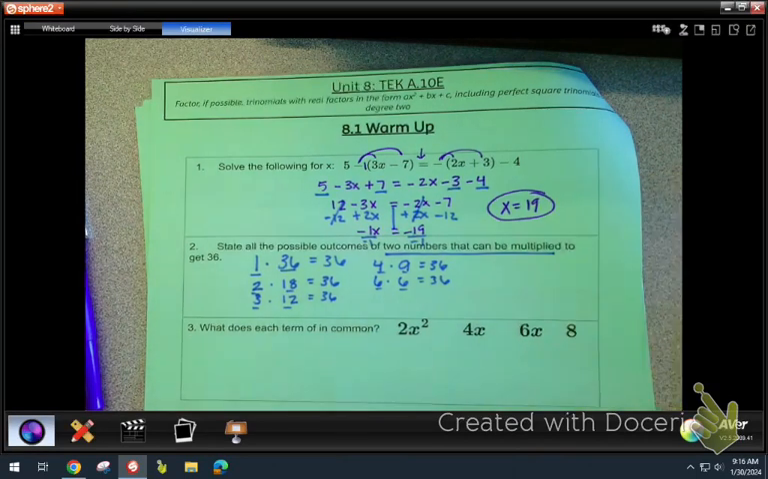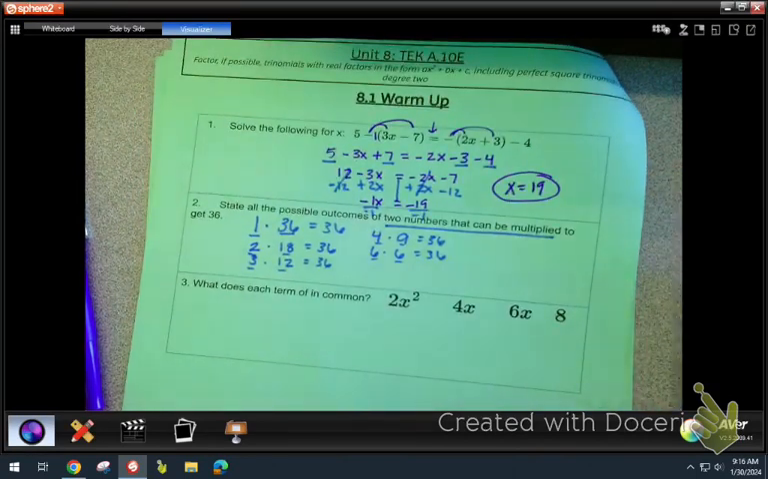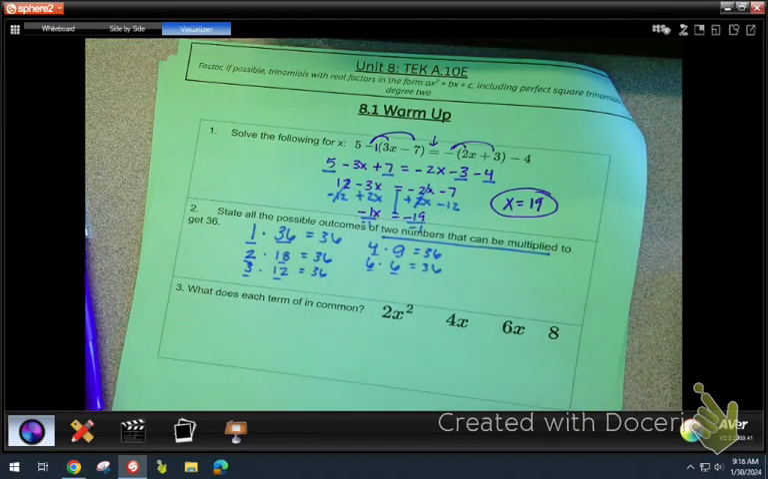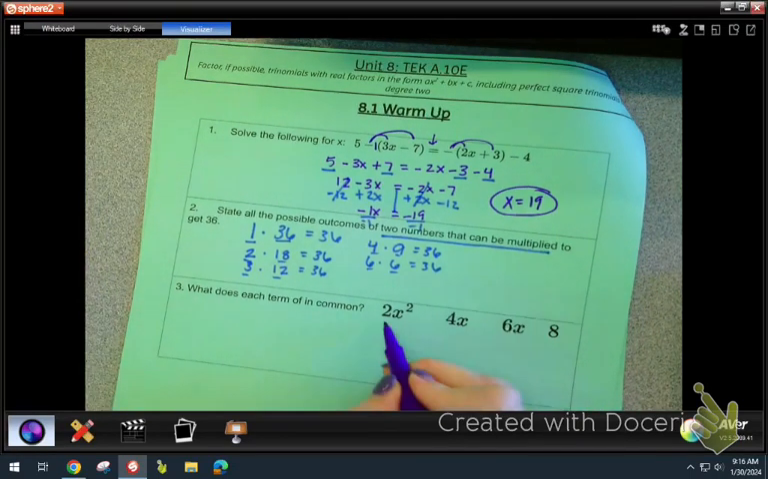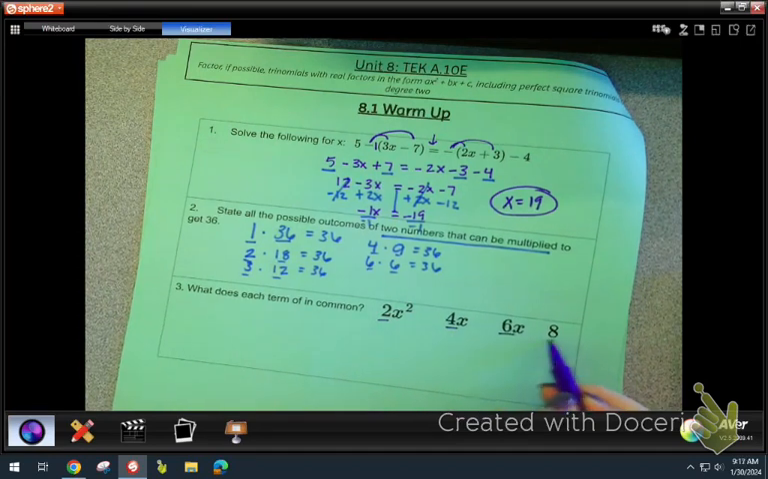Okay? And then last thing, what does each term have in common? Oh, they're all positive. What else? Do they all have a variable? No, so they don't have that in common. Look at the coefficients. They're all whole numbers. They're all what kind of numbers? Evens. So what are they all divisible by? 2. They're all divisible by 2.